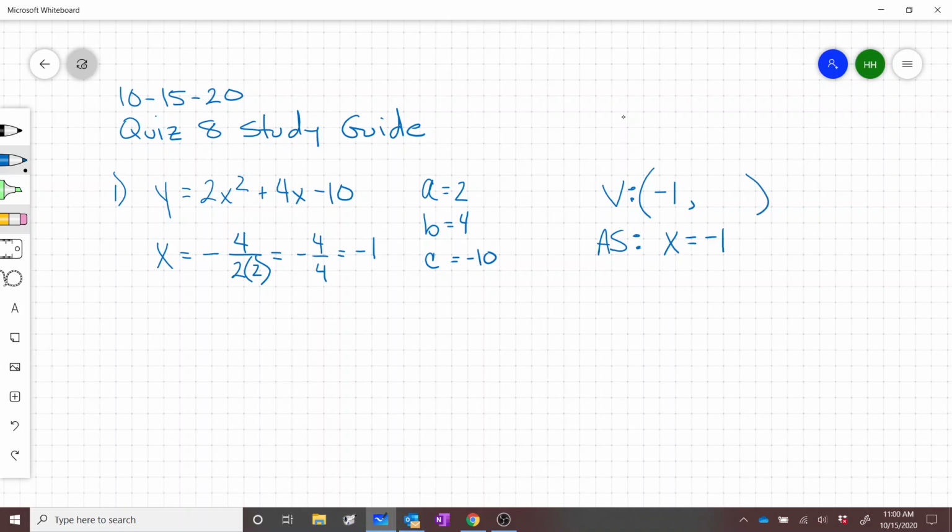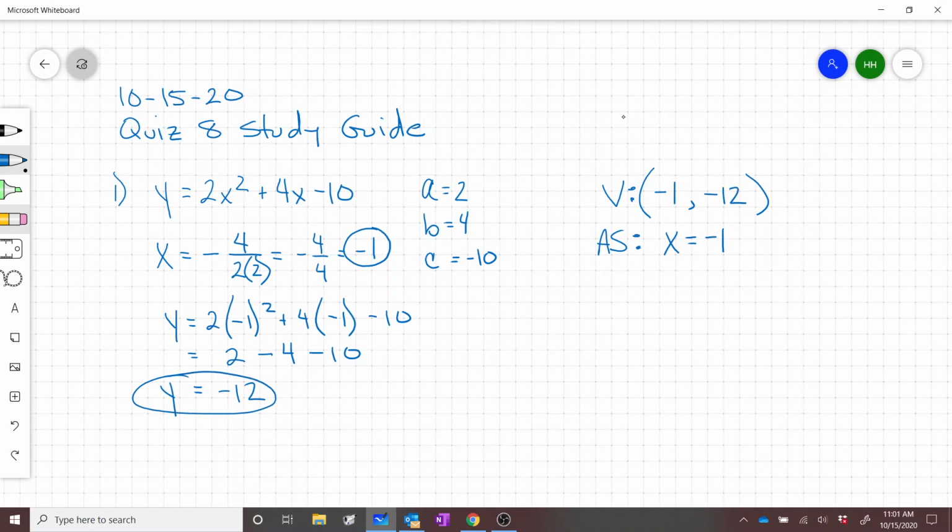So in order to find the Y at the vertex, we substitute this negative 1 back into the equation where the X's are. So our Y at the vertex will be equal to 2 times negative 1 squared plus 4 times negative 1 minus 10. Negative 1 squared is 1 times 2. We get 2 minus 4 minus 10. And our Y at the vertex is 2 minus 4 minus 10, I think, is negative 12. Negative 12. So there's your vertex and axis of symmetry.